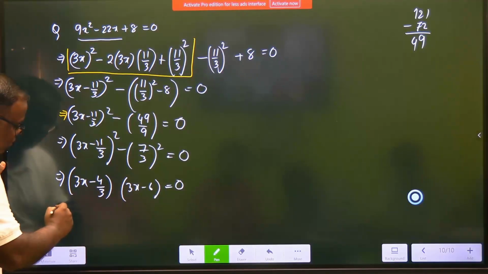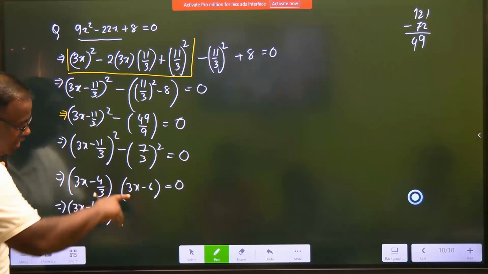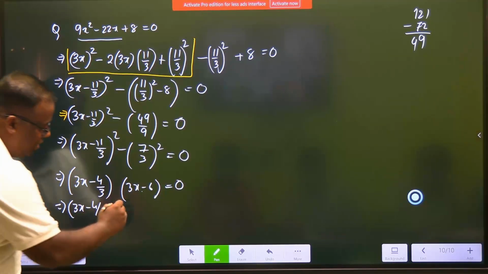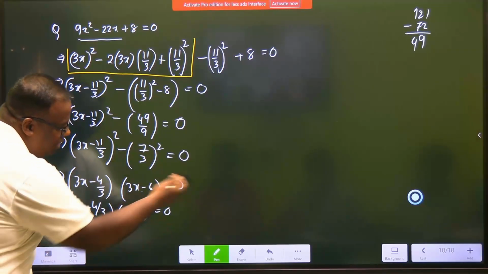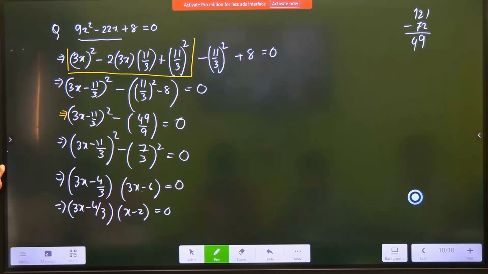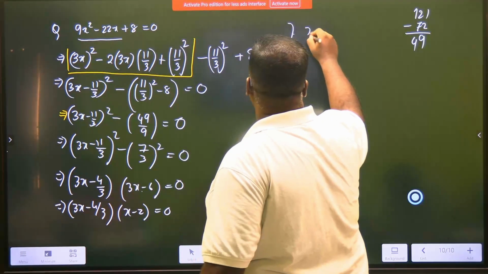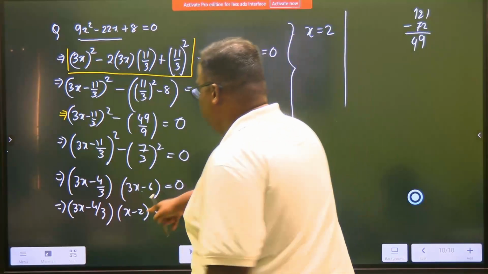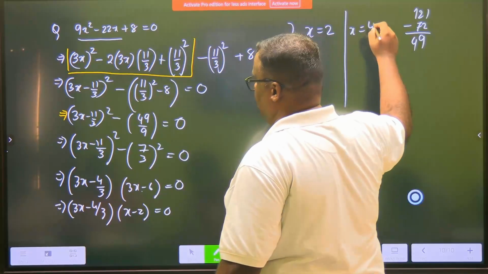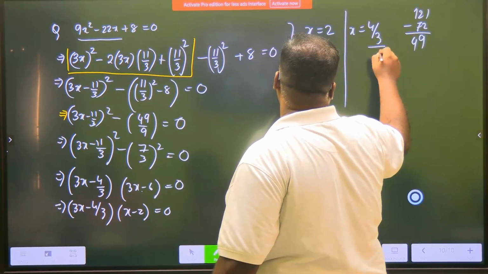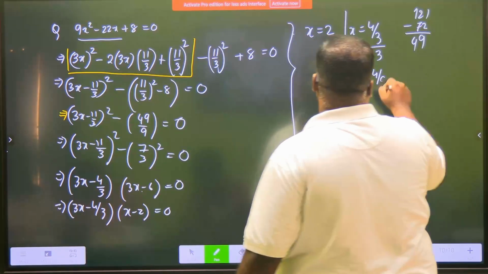This can be further simplified. Just see 3x minus 4 by 3. Can you not take out 3 from here? And there is 0 on this side. So this becomes x minus 2 is equal to 0. That 3 has gone, cancelled with 0. Advanced mathematics. Now solve this. X value should be equal to 2, which is from here. And x value should be equal to 4 by 3, divided by 3. So x value should be equal to 4 by 9.